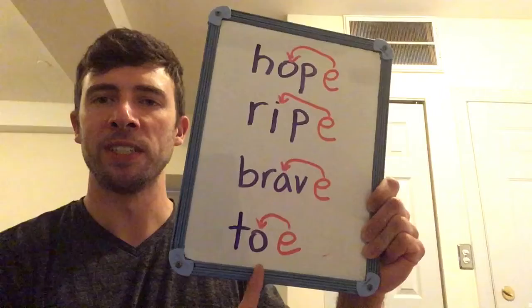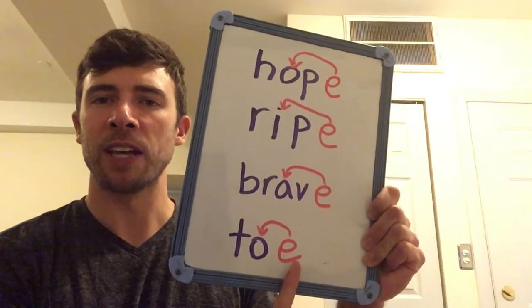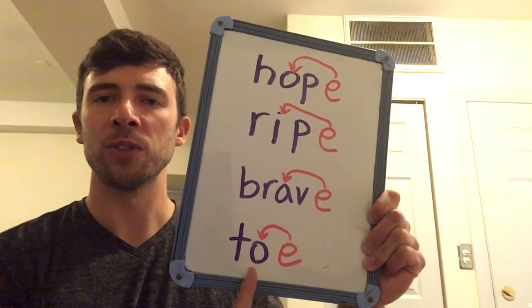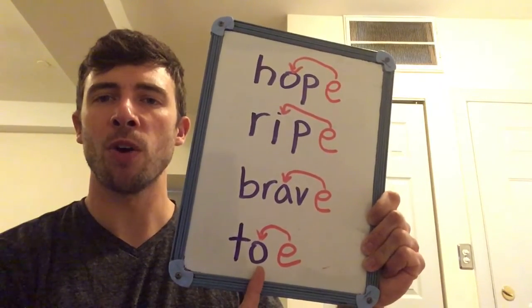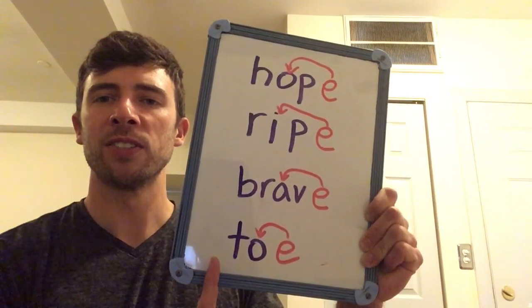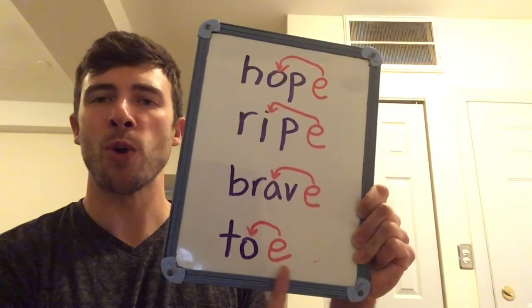And then the last one we did today, the silent E, the bossy E, was telling our O to say its name. So this was T, O. What word is that? This is toe, toe.